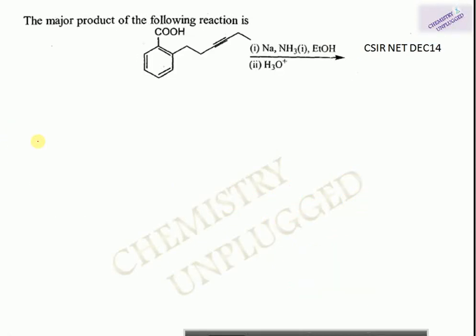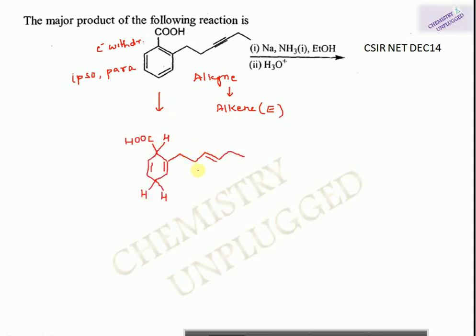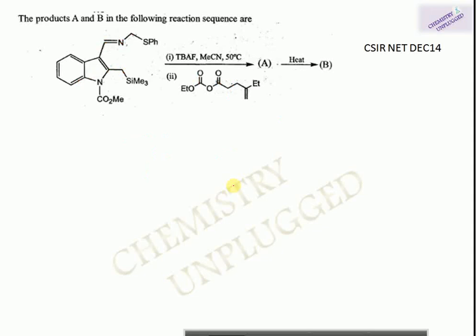Now in the next question we are using Birch reduction. In Birch reduction, electron withdrawing groups show ipso and para reduction, and the alkynes are converted into alkenes with E configuration. E configuration is preferentially formed. So in the product we have, this is the ipso reduction, and this alkyne is converted into alkene with E configuration.